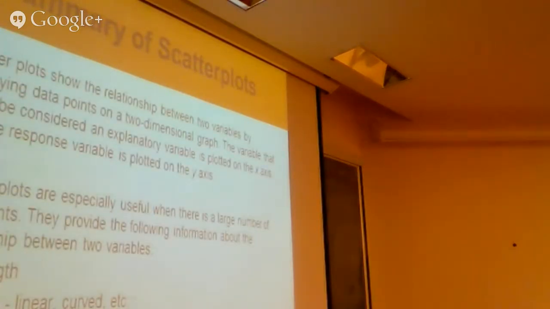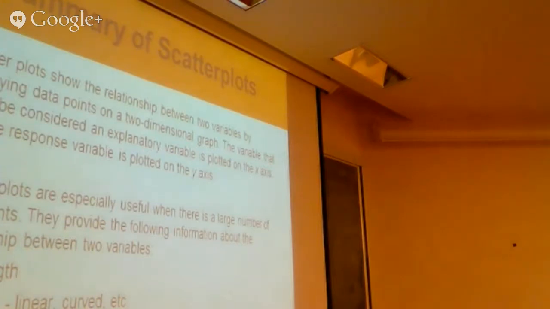So scatter plots show us the relationship between two variables, a two-dimensional graph. They're useful to look at the strength of an association, and that's how much it is clustered around something that looks like a line. The shape: is it a line? Maybe it's not a line. Maybe it's that curvilinear thing you talked about.